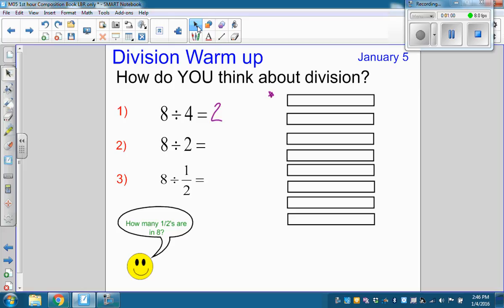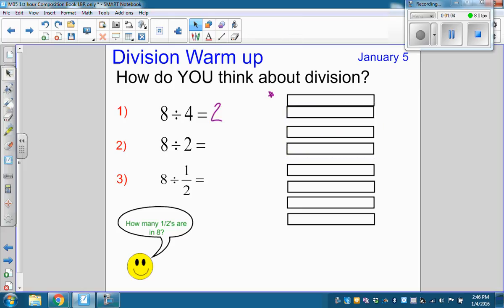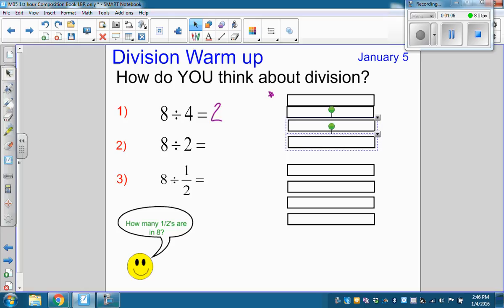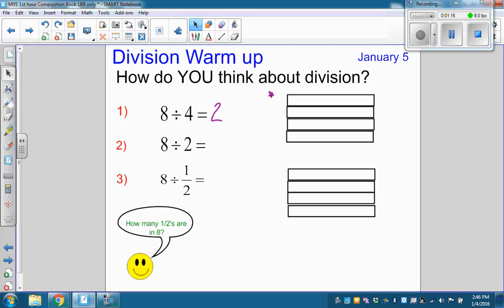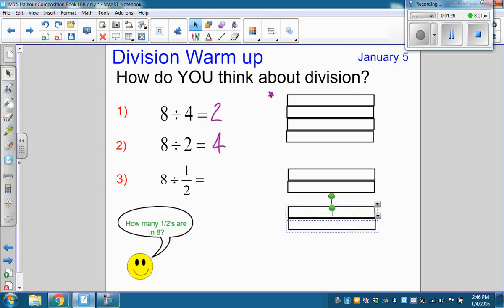So these bars can be grouped, and you can see that there's 2 groups of 4. And that's why the answer to 8 divided by 4 is 2. Similarly, when you do 8 divided by 2, you know that's 4. And that's because we can take these 8 bars and divide them into 4 groups, too.